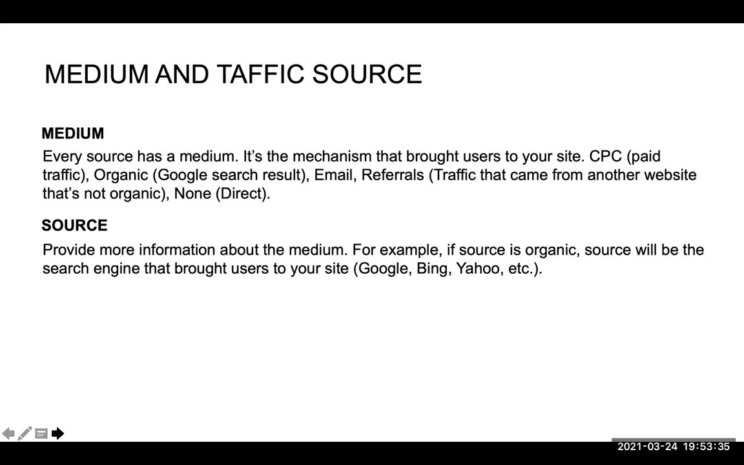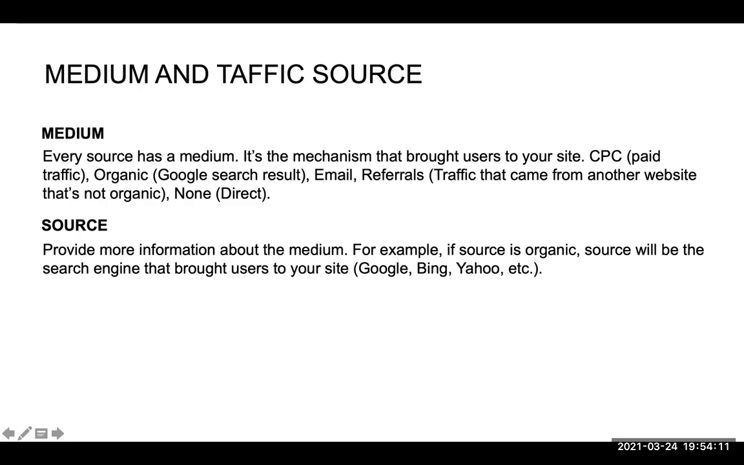So we did mention medium and traffic source, and you want to ensure that you understand the difference between the two. It might come on your mid-semester exam. Every source has a medium. It's the mechanism that brought users to your site. So paid traffic means Google advertising, cost per click. Organic traffic is Google search, the search engine. Email: many companies carry out email campaigns using MailChimp and other software. Referrals mean traffic that is coming from other sites, and direct means that the person went directly to the site itself because they know the site.